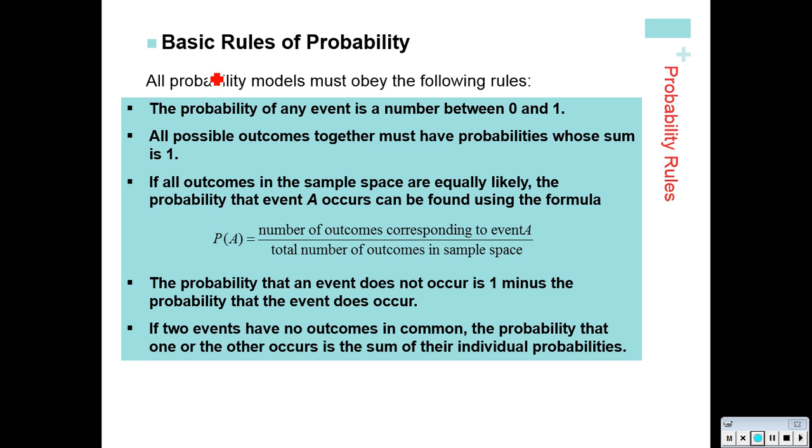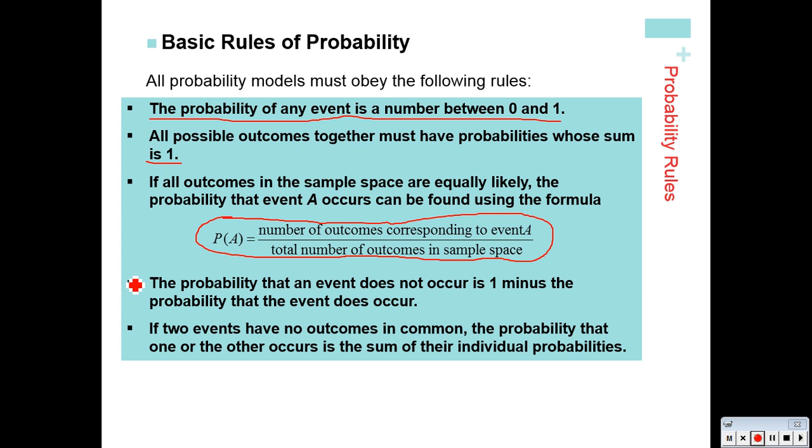So, just some different basic rules here for probability. One is the probability of any event is a number between 0 and 1. All possible outcomes together must have probabilities whose sum is 1. If the outcomes in the sample space are equally likely, the probability that event A occurs can be found using this formula here. This is the one you're probably familiar with, going all the way back to, I would say, middle school. The probability of A equals the number of outcomes corresponding to event A over the total number of outcomes in the sample space.